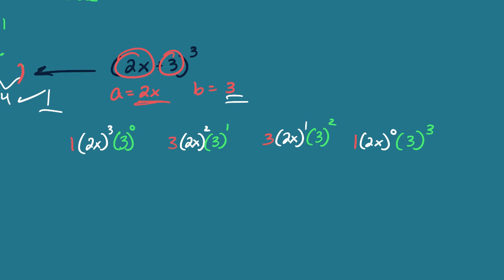And now all you have to do is evaluate each of these little expressions. Like 3 to the 0 is just 1. So it's 1 times 1 here. We just got to figure out what 2x cubed is. So 2 times 2 is 4, times 2 is 8. So this is an 8x cubed.